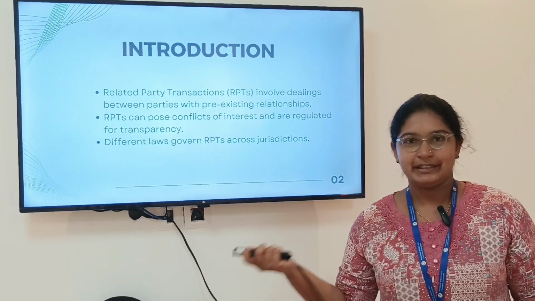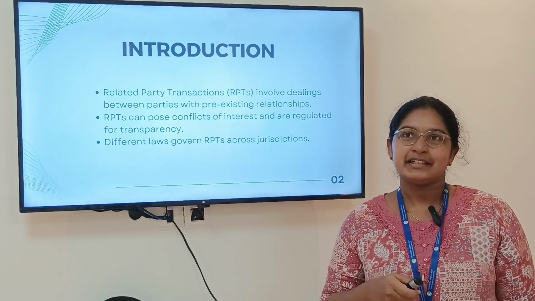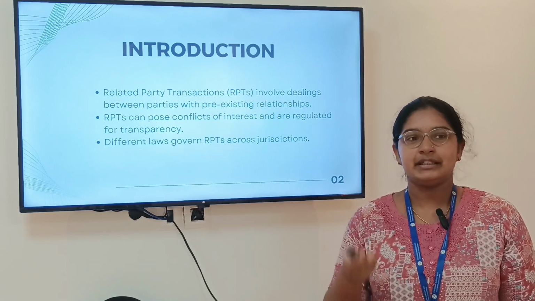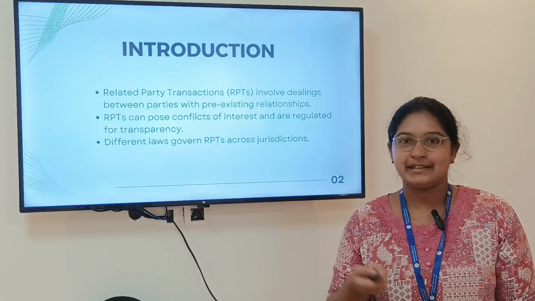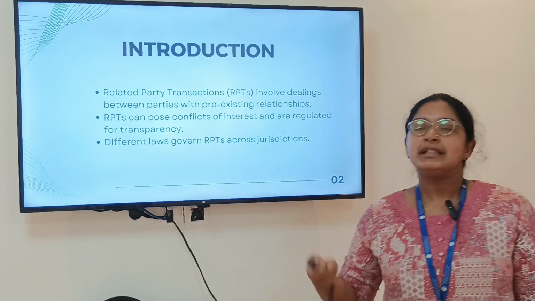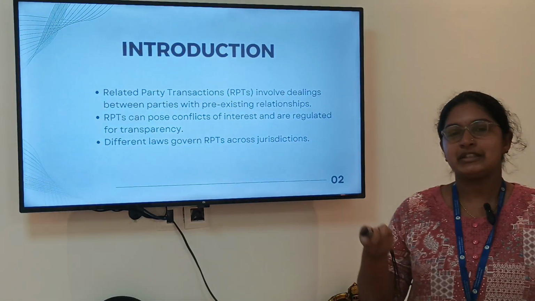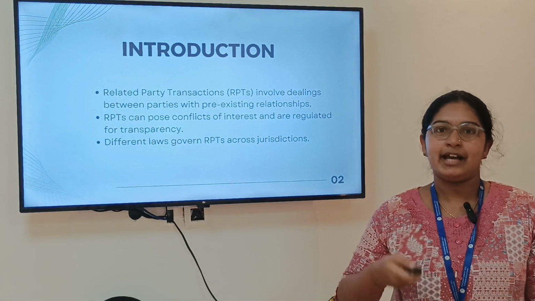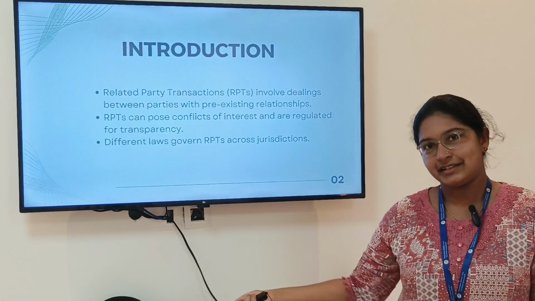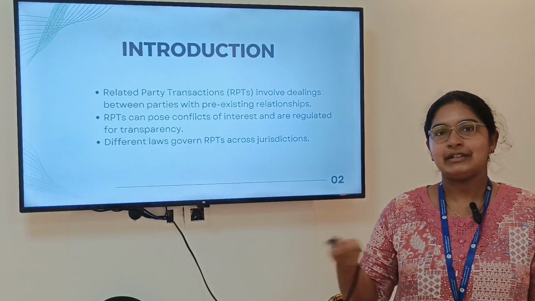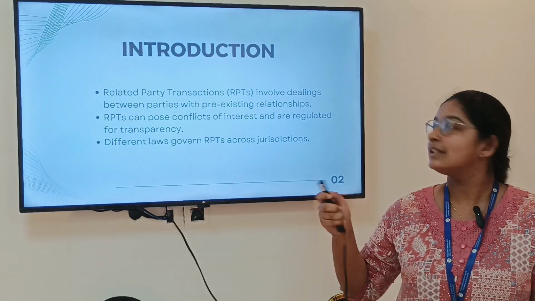What is a related party transaction? Related party transactions are transactions which occur between parties who have a pre-existing relationship. But the definition doesn't seem similar in every act. It has different definitions under different acts. Those will be seen in the next slides.